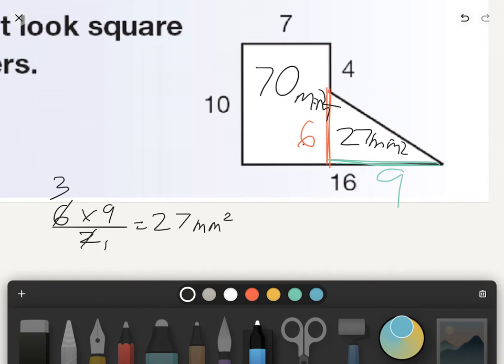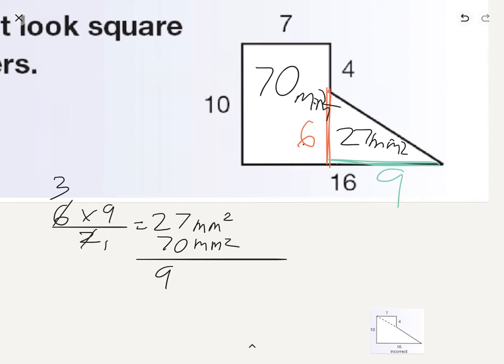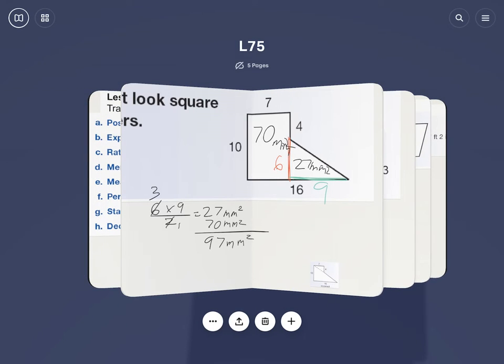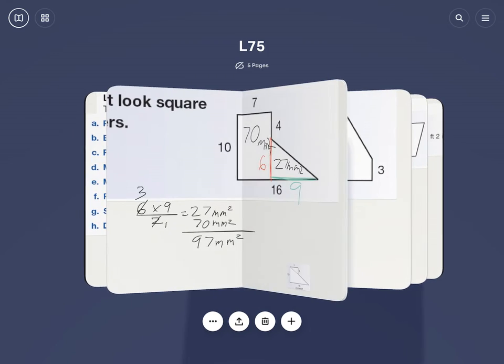Okay, so then you just need to add those up. It's 27 plus the 70. That will get us to 97 square millimeters. Wait, it doesn't say. Okay, well, doesn't matter now.